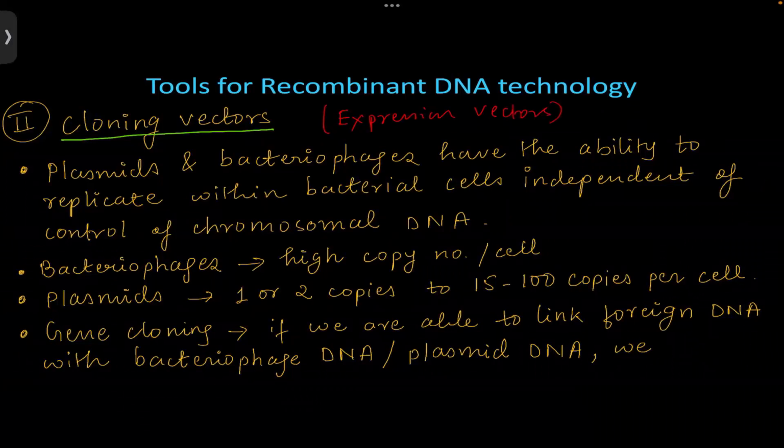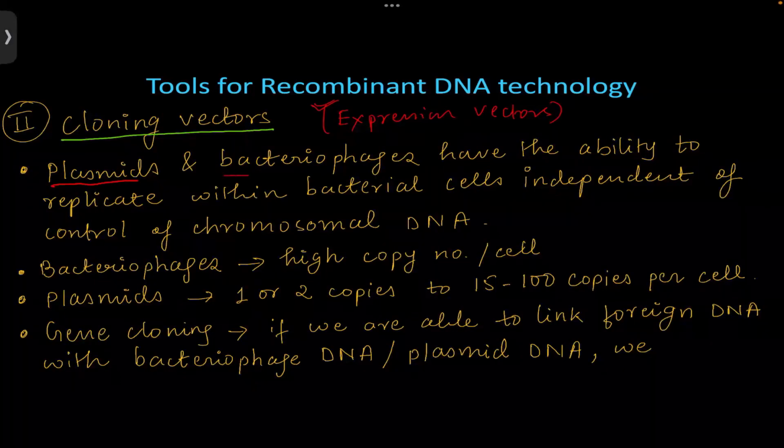Cloning vectors, as the name suggests, will help in making multiple clones of your gene of interest. Whereas expression vectors will help in expressing your particular gene of interest. This you will study in your higher classes, but in this chapter we'll mainly focus on cloning vectors. Mainly two types of cloning vectors are used in the field of biotechnology and genetic engineering: plasmids and bacteriophages.